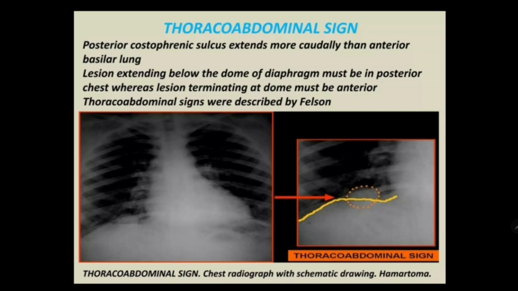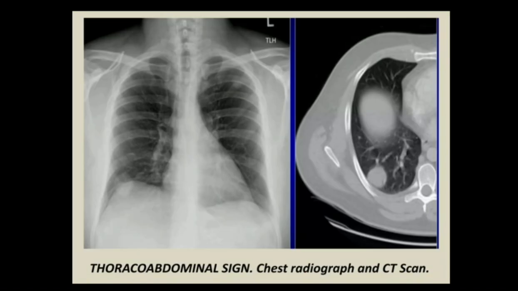Then another sign is the thoraco-abdominal sign. Like superiorly, inferiorly also the posterior mediastinum extends to a more inferior level than the anterior mediastinum. So if any lesion is extending below the level of the diaphragm, then it is more likely to be a posterior mediastinal mass rather than an anterior mediastinal mass.